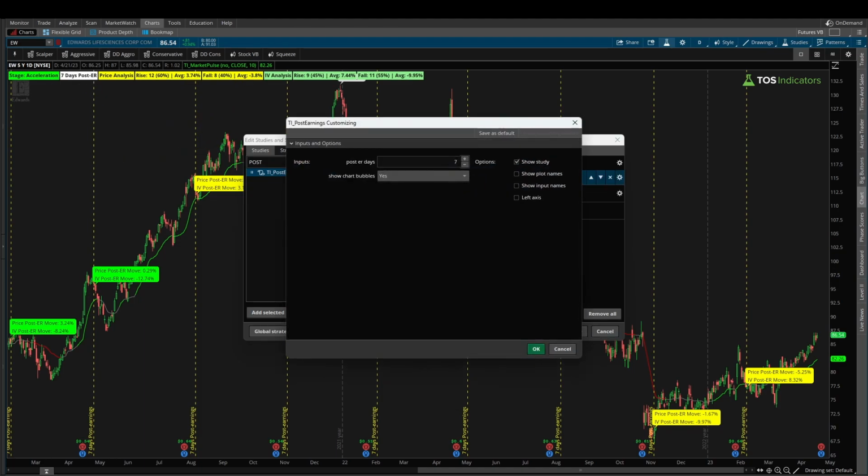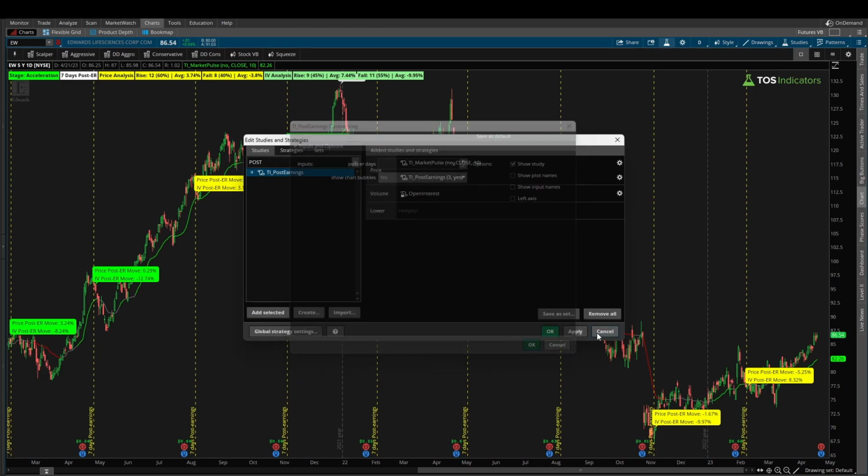Now let's test a few different numbers here to get a sense of what tends to happen, say, immediately after earnings, maybe that midway point, and then we'll give something like, say, a 30-day post-earnings period to understand what happens really a month after earnings is behind us.